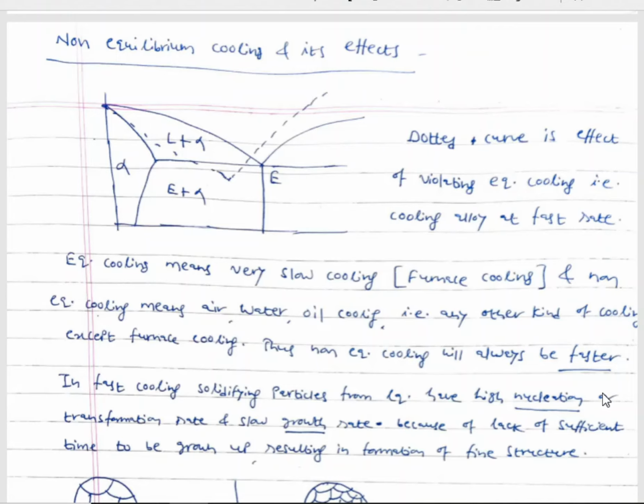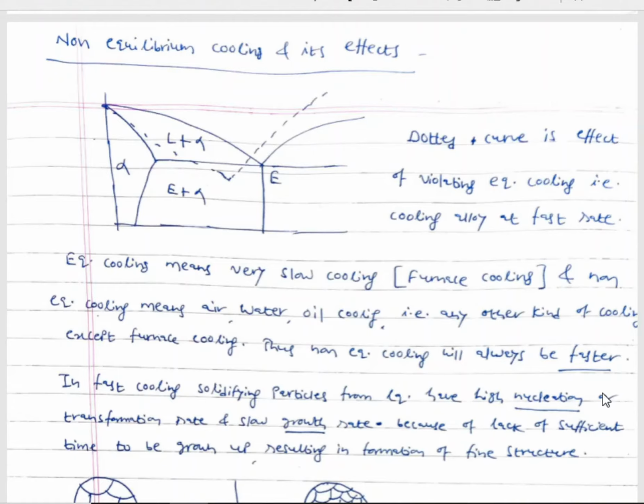So we have to remember that very slow cooling means you just shut the door of the furnace. You just switch off the furnace. So furnace cooling is known as very slow cooling or equilibrium cooling. And any cooling other than this is kept in the category of non-equilibrium cooling. So whether it is air cooling or water or oil or any other media, when you cool the material, it will always be faster than equilibrium cooling.